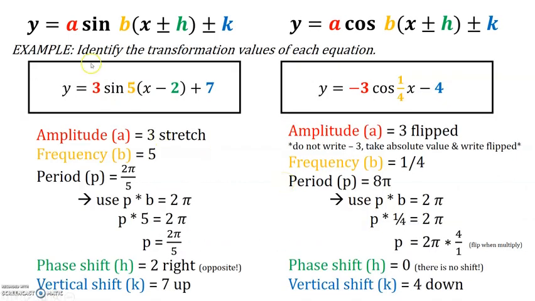Okay, so let's actually start by identifying our different values. So we start with our a value here. If I have y equals 3 sine 5 of x minus 2 plus 7, again, I color-coded it to help us make it a little bit easier for the first few examples. So our amplitude is 3. That's our first value.